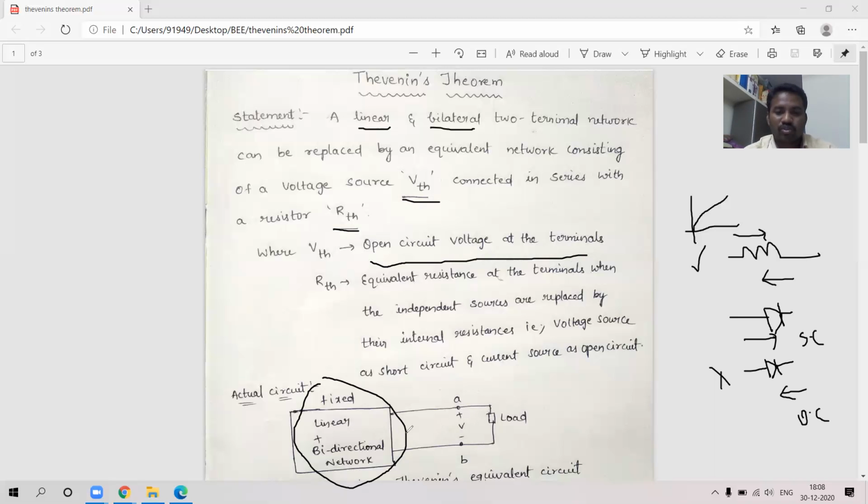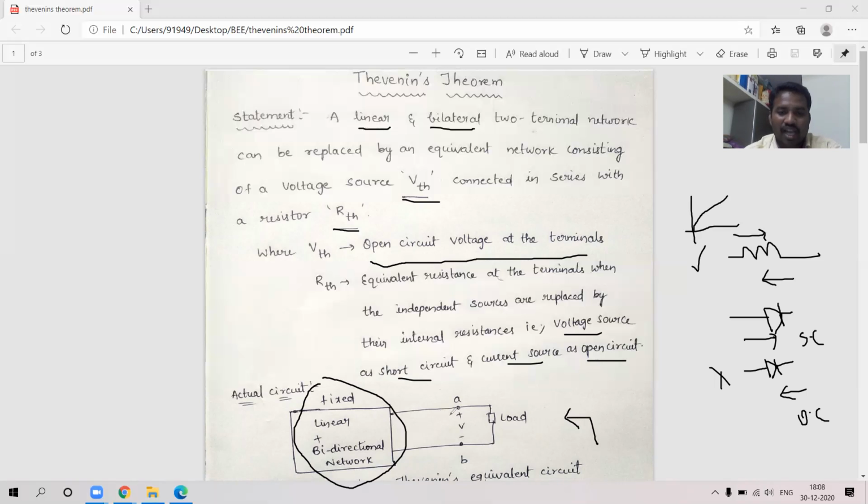And what about the resistance? When the load is removed, you have the complex network. In that complex network, wherever voltage sources are there, simply replace them by a short circuit. If a current source is there, simply replace it by an open circuit. Then you will have only resistors. So you look in from the open terminals and find the equivalent resistance by using series parallel combinations, so that you get the RTH value.